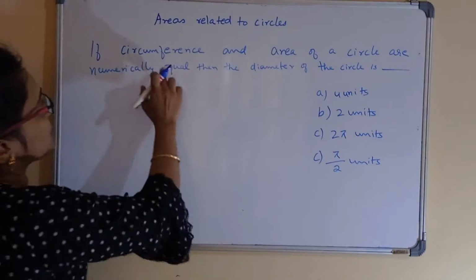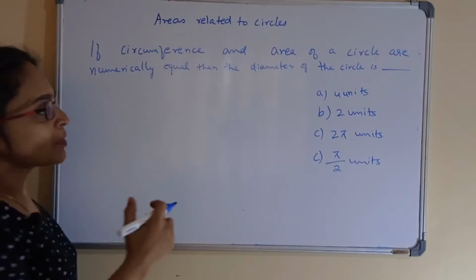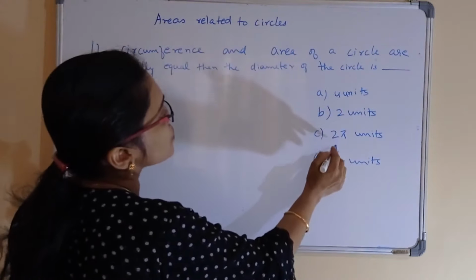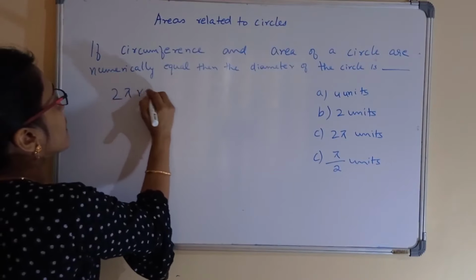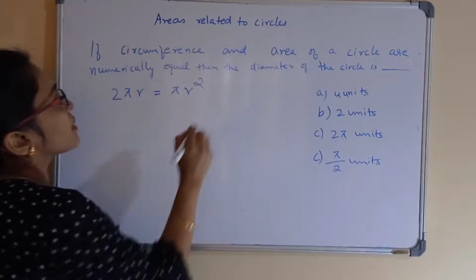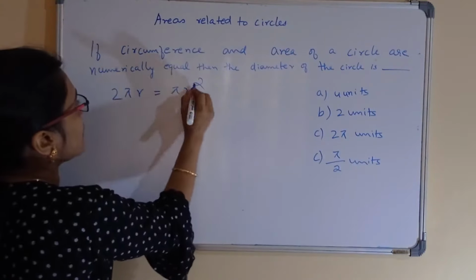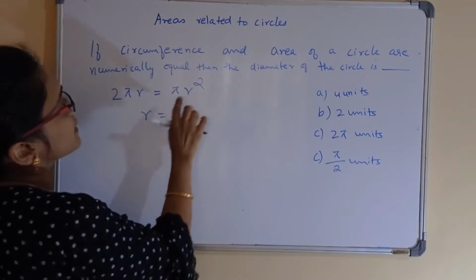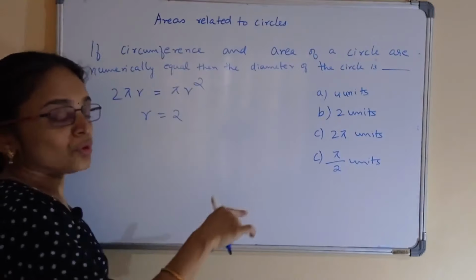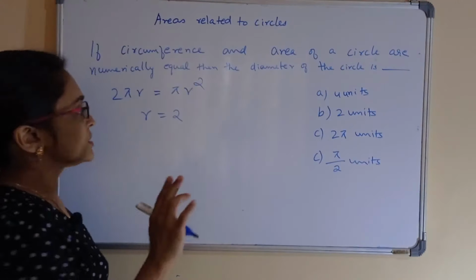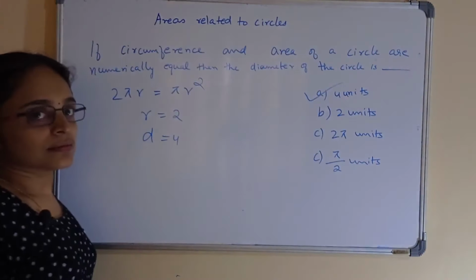Okay. Now the next one. If circumference and area of a circle are numerically equal, then the diameter of the circle is 4 units, 2 units, 2 pi units and pi by 2 units. Circumference and area are equal, which means 2 pi r equal to pi r square. So here r will be equal to 2. Then it is asked the diameter of the circle, don't tick 2, you have to find the diameter. Diameter will be 4 units. So this is the correct answer.